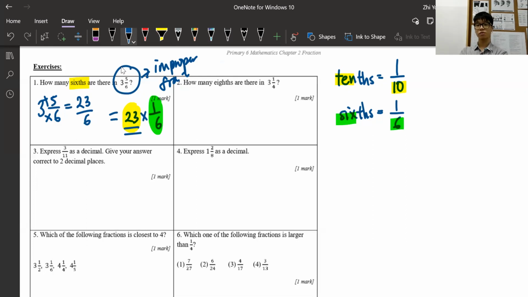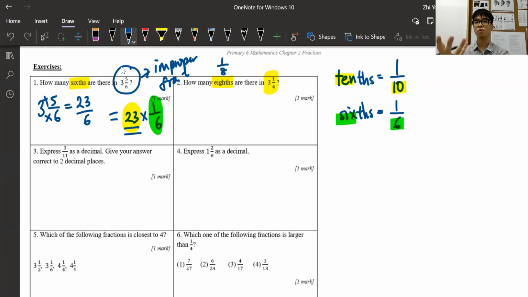Okay, so far so good. But if the question, you look at question number 2, now asking for the eighths. But why is this one 3 and 1 over 4? According to Mr. Law just now saying that eighths actually is 1 over 8, right? But now it's 1 over 4. How?